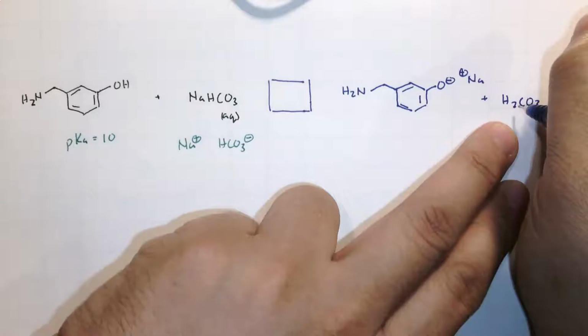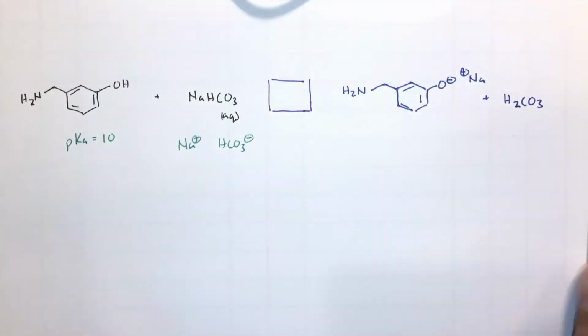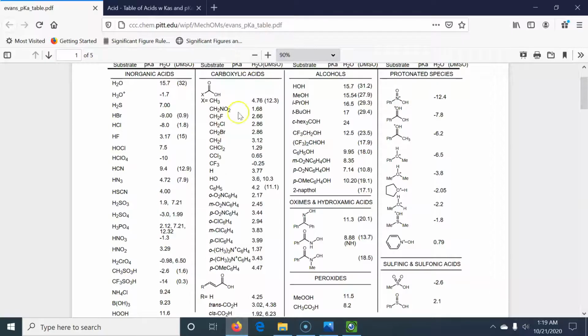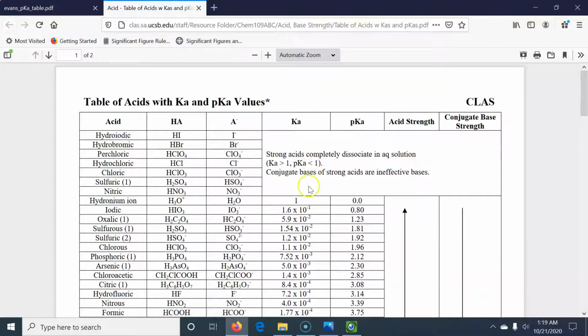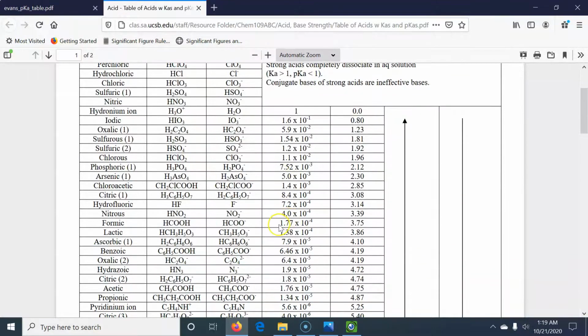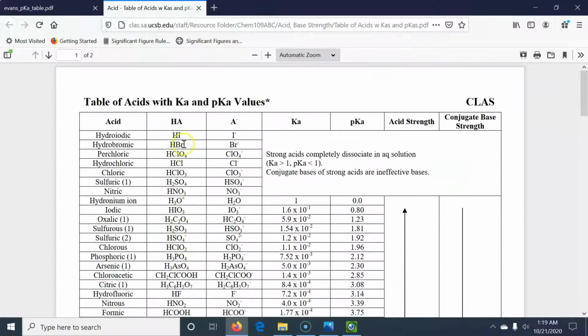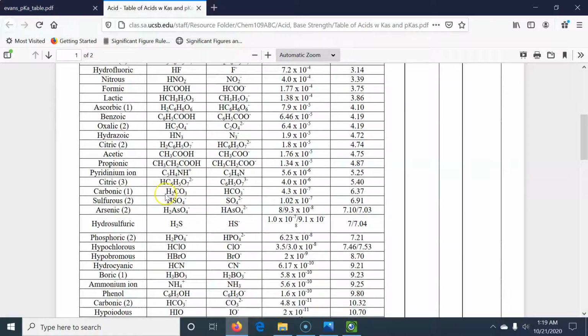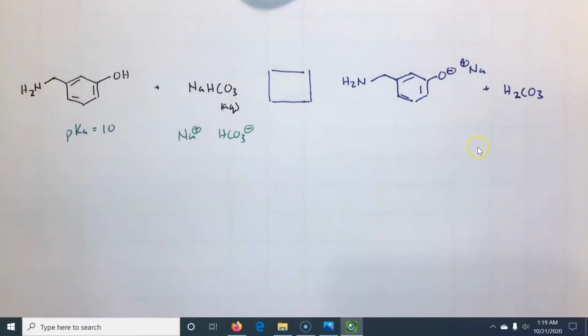But now I need to know the pKa of this H2CO3. That I don't think is on the Evans pKa table. So I have another table ready for us that has mostly inorganic acids. The way we read it is I'm looking for an acid, HA, and I'm going to get the pKa in this last column here. H2CO3 is right there, carbonic acid. Carbonic acid, the pKa is 6.37.